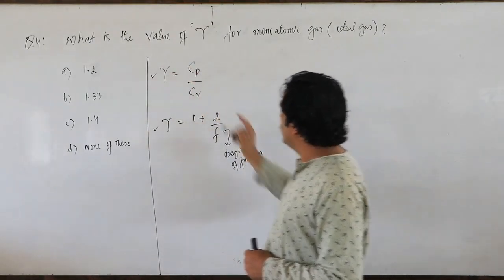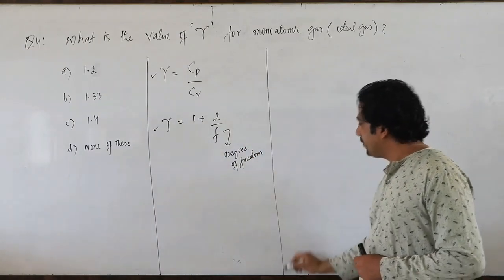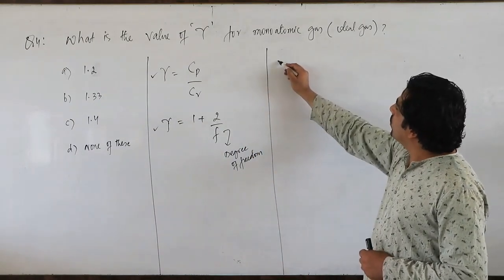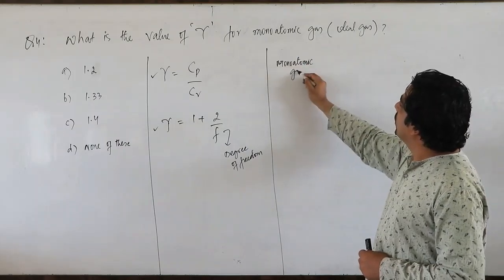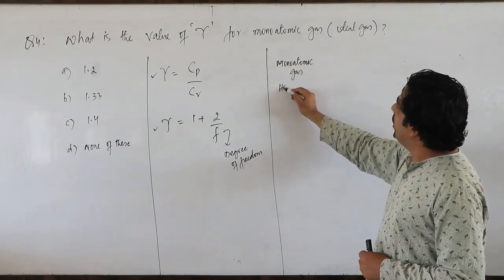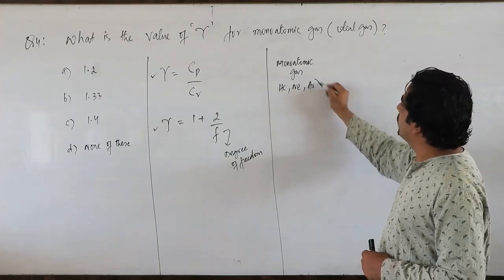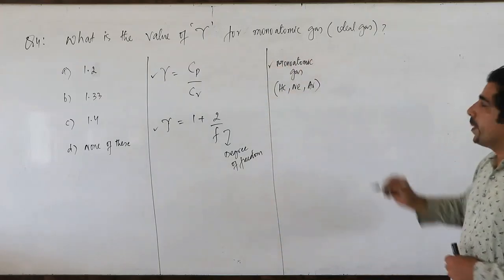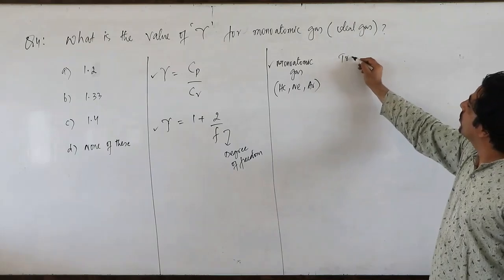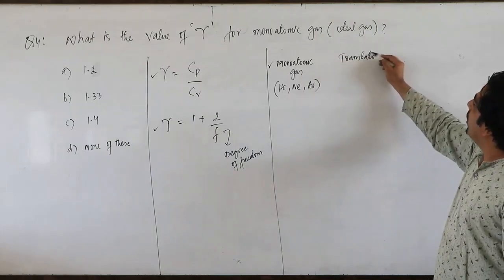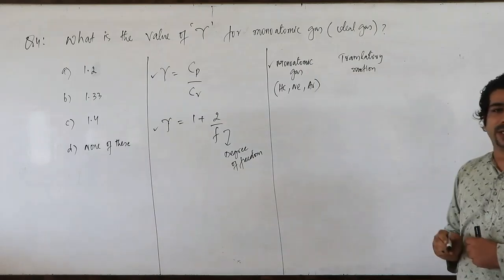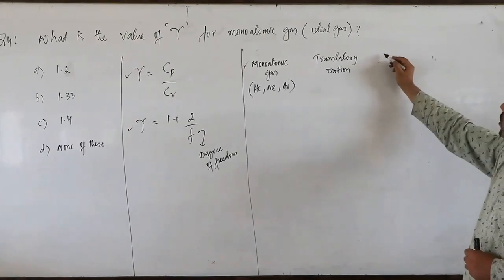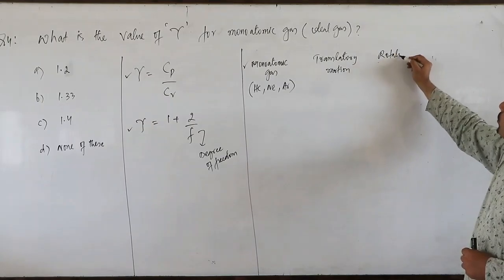So let me teach you this degree of freedom first, my dear friends. Let's take a monoatomic gas. In monoatomic gas we can take helium, neon, argon. And we will talk about its translatory motion, and we'll talk about its rotatory motion.